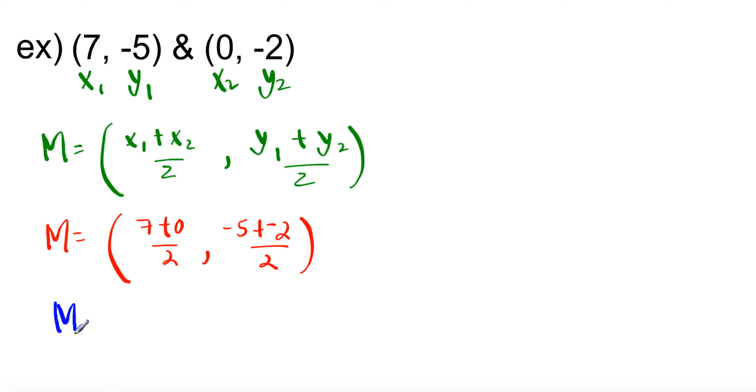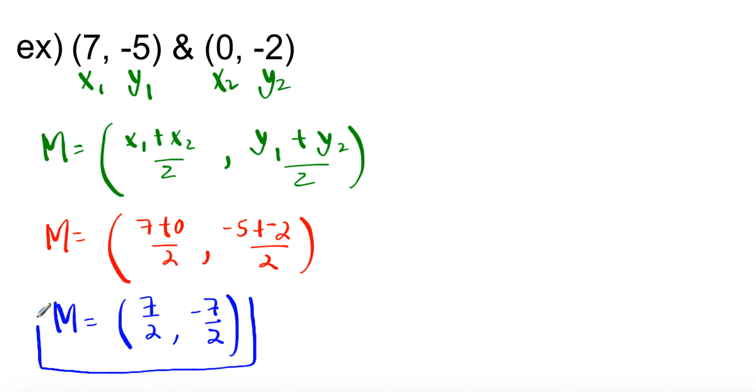And cleaning this up a little bit, 7 plus 0 is 7 over 2, comma, negative 7 over 2. And I can't simplify those anymore, so I'm just going to leave them as improper fractions. So that'll be my final answer. So that covers the distance formula and your midpoint formula.